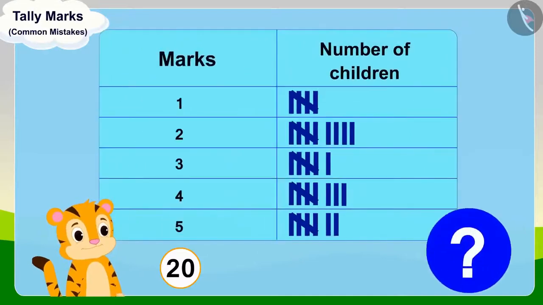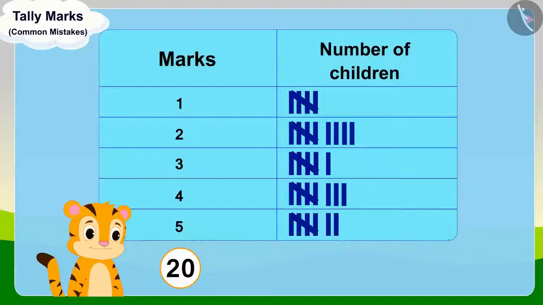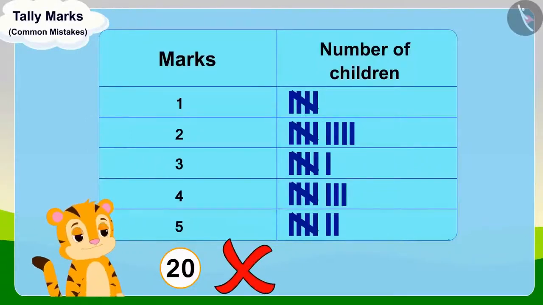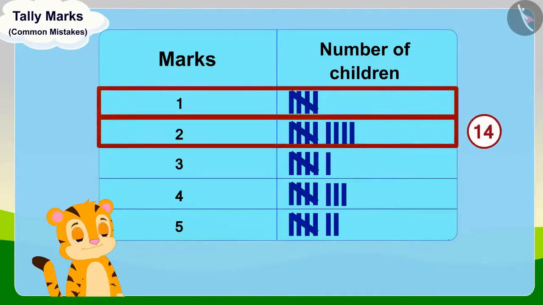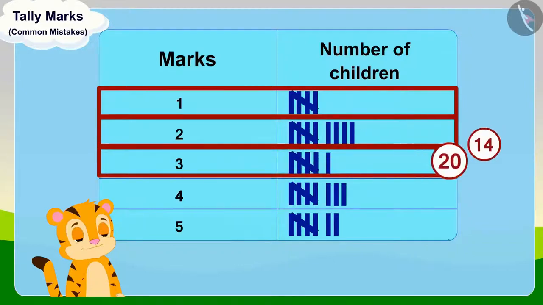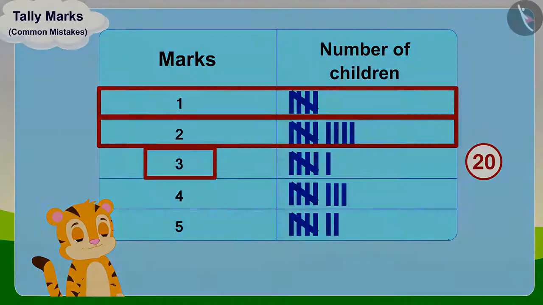Children, is Sher Khan's answer correct? If you want, you can stop the video and find the answer. That's correct. Sher Khan's answer is wrong. Actually, while adding the number of children getting less than 3 marks, Sher Khan has also included the tally marks of those children who got exactly 3 marks.